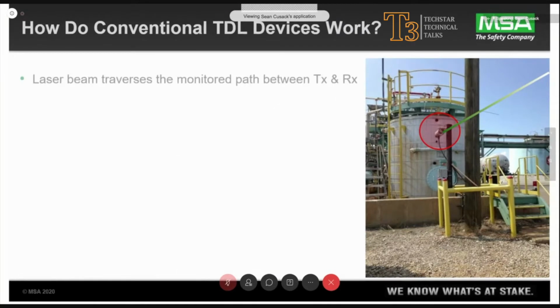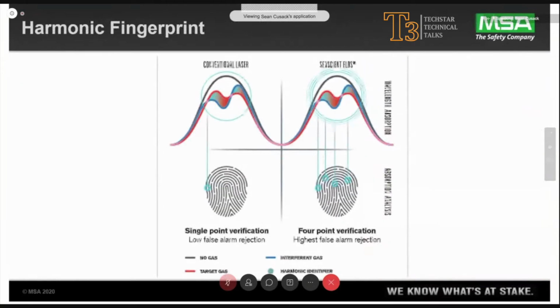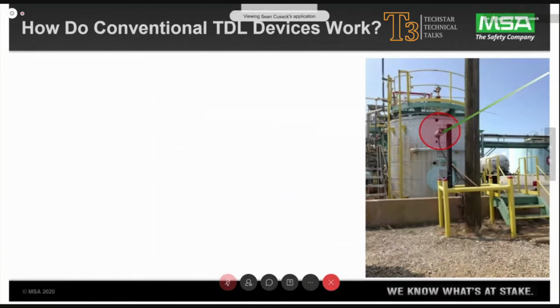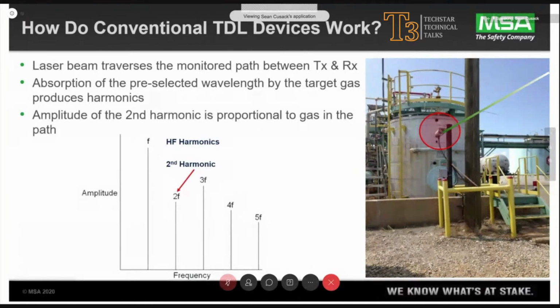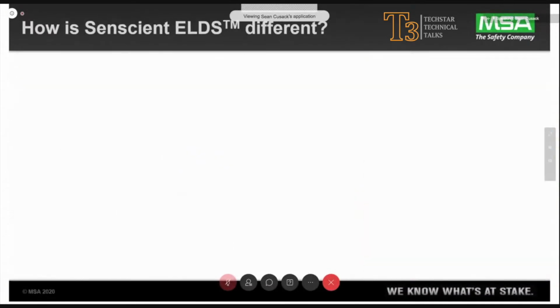How do they work? I'm sorry, I think I over-triggered it. There we go. How do conventional TDL devices work? Well, you have a laser beam that traverses the monitored path length between the transmitter and the receiver. You will have absorption of the pre-selected wavelength by the target gas that produces harmonics. Here's an example of HF harmonics. The amplitude of the second harmonic produced by the gas in the path is proportional to the gas in the path. So how is the actual Senscient ELDS different?